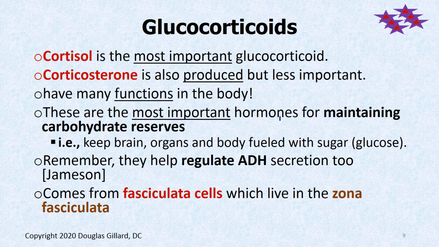The job of these hormones is to maintain carbohydrate reserves, so to keep sugar in your blood, right? Your brain and red blood cells need sugar all the time. If a tiger jumps out of the bushes and scares you to death, a major stressor will cause the adrenal gland to kick into gear and start secreting cortisol like crazy. So very important. We also talked about how glucocorticoids, cortisol, shut off magnocellular neurons. It regulates ADH secretion, so that's another important function of glucocorticoids. And they come from fasciculata cells of the zona fasciculata.